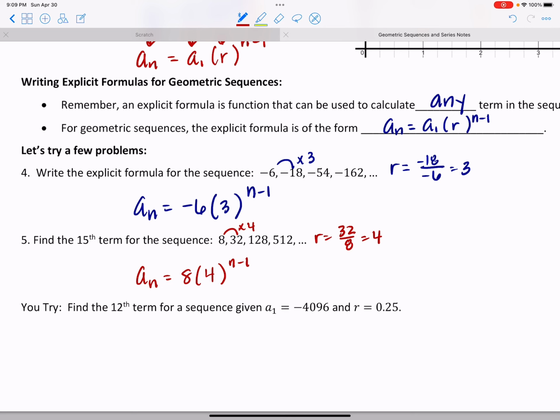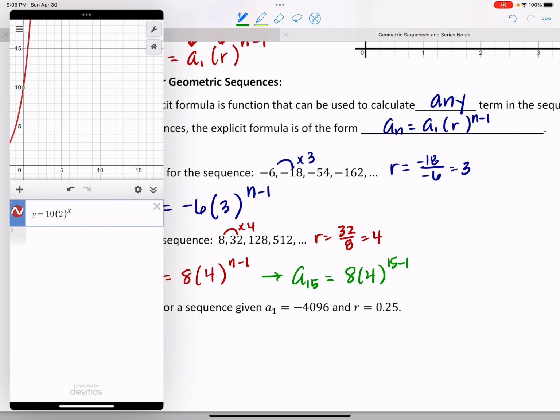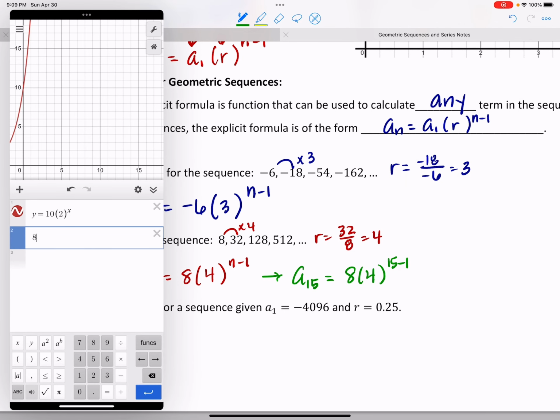Now, if I want to find the 15th term, I also input the 15 for n. So a sub 15 would be 8 times 4 to the 15 minus 1 power, or the 14th power, which is what I would type into the calculator. So 8 times 4 to the 14th gives me a really large number.